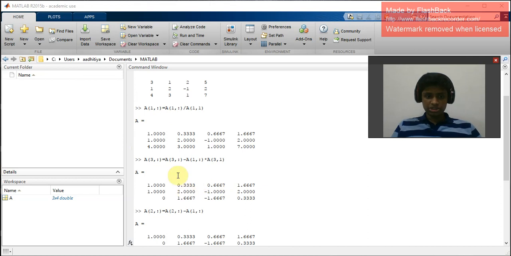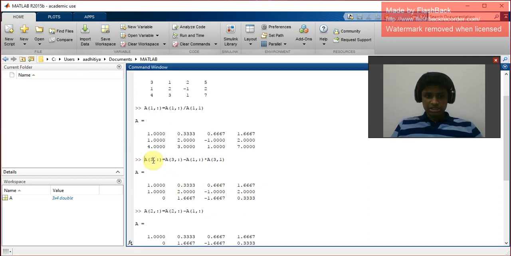Performing another row transformation, that is R3 equals A3 minus A1 into A3 comma 1. First of all, we should look at what 3 comma 1 is. In this matrix, 3 comma 1 is 4. So what we do is R3 equals R3 minus 4R1. This is what this code means.